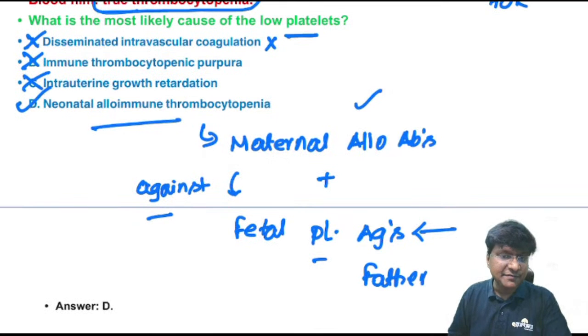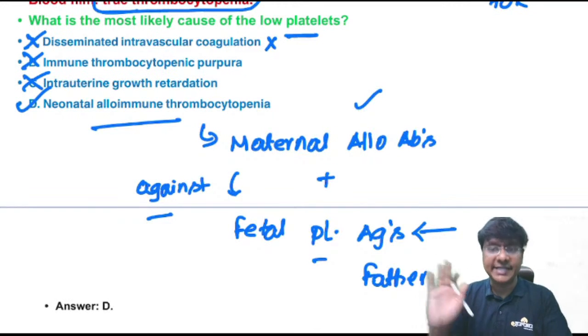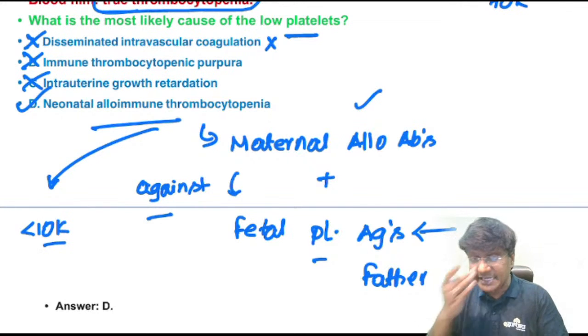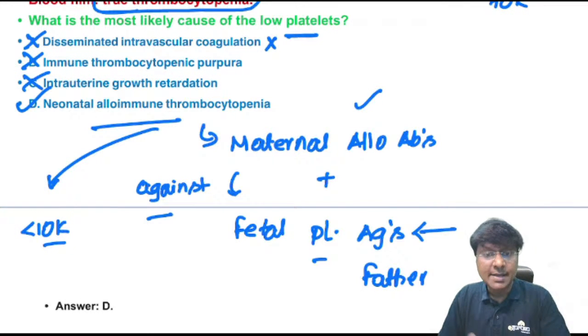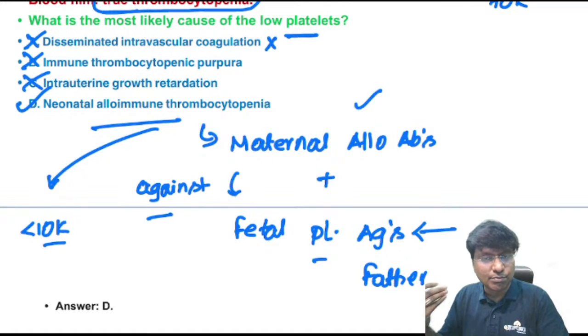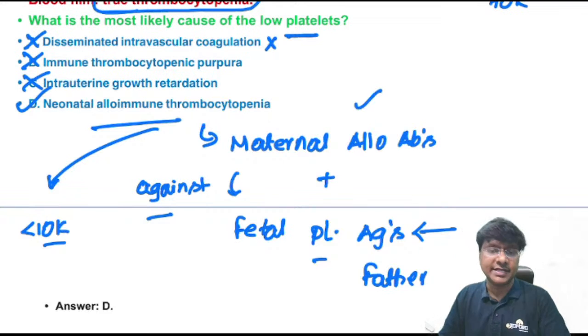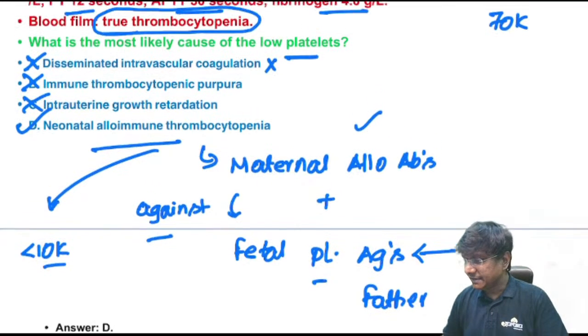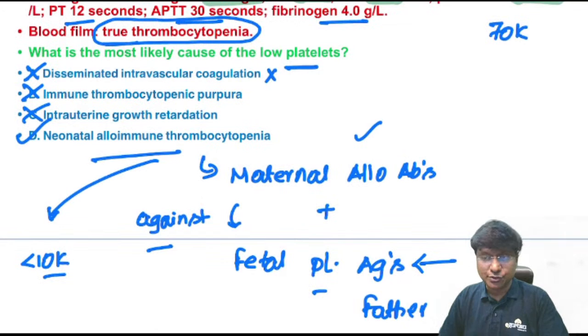Now, what is the treatment for this? The platelets will recover spontaneously. But if the platelet count is less than 10,000 per cubic millimeter, yes, you give a platelet transfusion. If the platelet count is more than 10,000 and there are no bleeding tendencies, the platelet count will recover spontaneously, and you don't need to give any platelet transfusion. So here the answer is neonatal alloimmune thrombocytopenia. I hope everyone is clear with this question. Yes, everyone has understood this. This is one of the hematological emergencies that can occur in newborn babies.